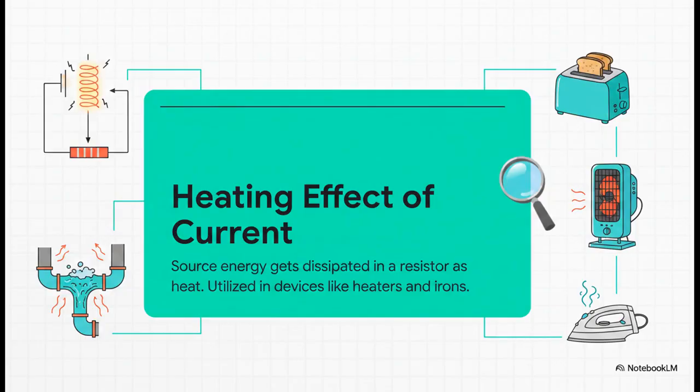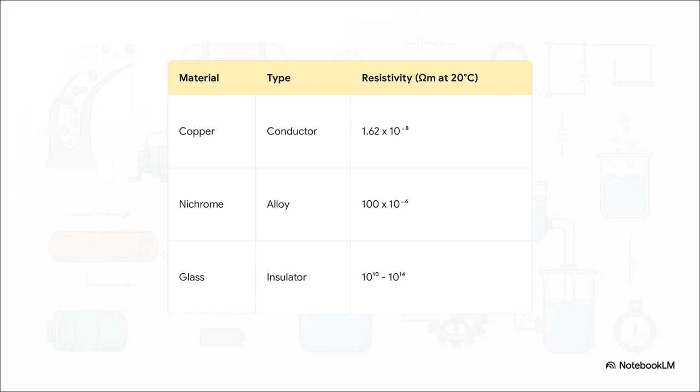Pretty clever, right? And when you look at the numbers, the differences are just staggering. Look at copper. It has an insanely low resistance, which is why we use it for wires. We want the electricity to flow easily. But then look at nichrome, the stuff in heating elements. It's almost 100 times more resistive. And something like glass, its resistance is so astronomically high, it basically just stops the current cold.